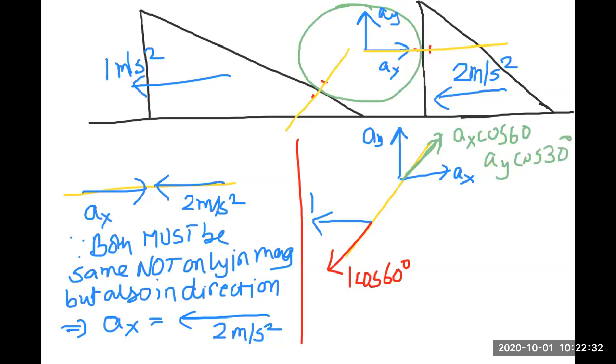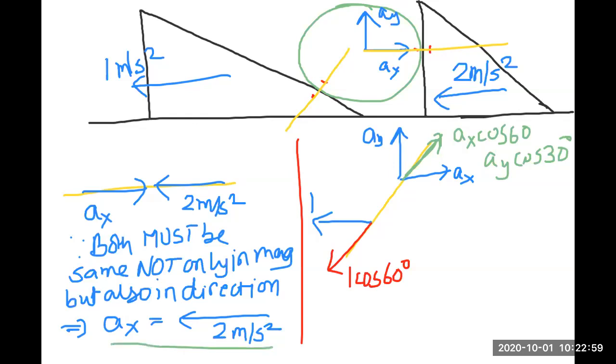Right? Again, please notice that the green arrow that came up is up, and the red arrow is down. This is not possible. This is just not possible. They must be the same not only in magnitude but also in direction. Right? So here we take the help of the fact that ax is -2.